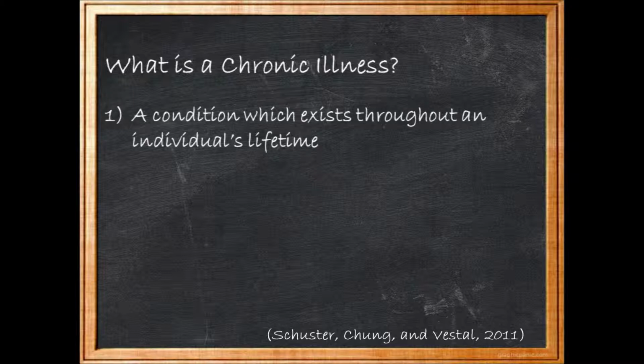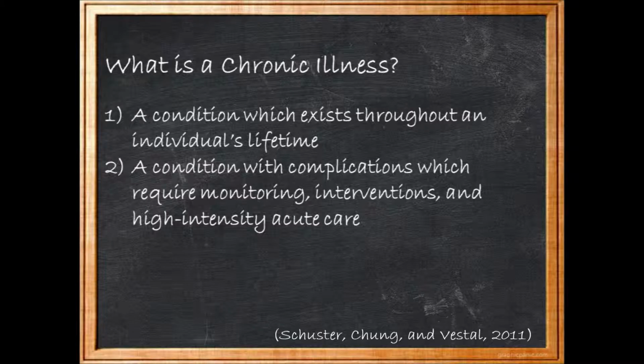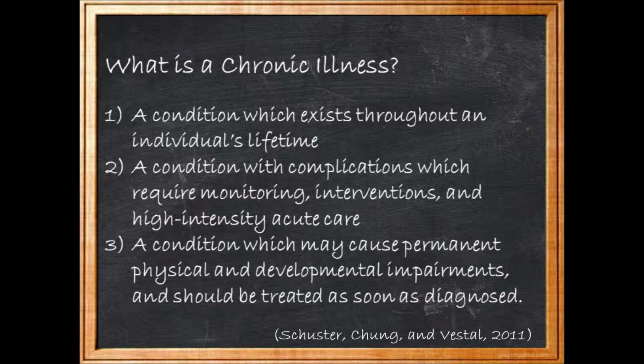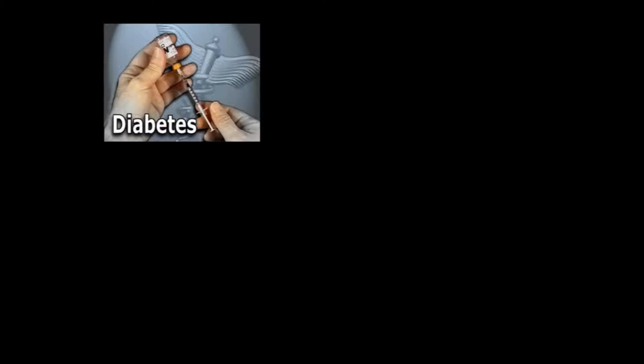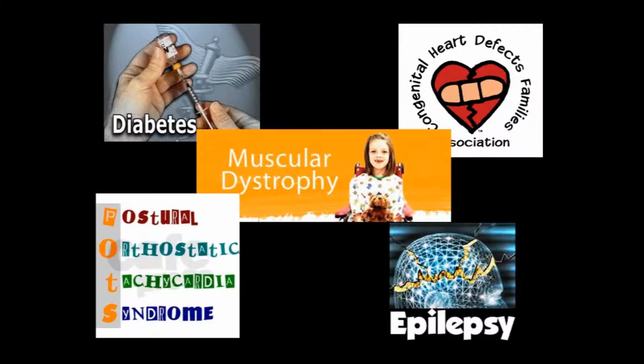A chronic illness is a condition which one must deal with for his or her entire life. These are becoming much more common since many illnesses that previously killed children have become non-fatal, requiring extensive, sometimes lifelong management. Children with these illnesses require monitoring, interventions aimed at preventing complications, and high-intensity acute care for severe episodes. Additionally, they are at risk for permanent physical and developmental impairments, so intervening in a timely fashion is critical for maintenance and long-term prognosis. Some chronic illnesses include, but are not limited to, diabetes, epilepsy, congenital heart disease, muscular dystrophy, POTS syndrome, and childhood cancer.